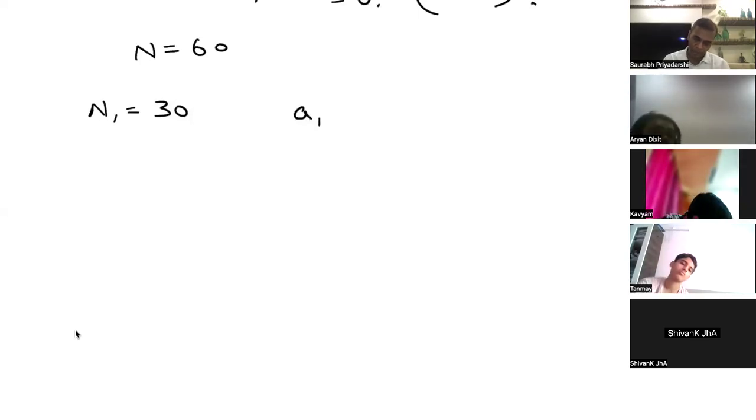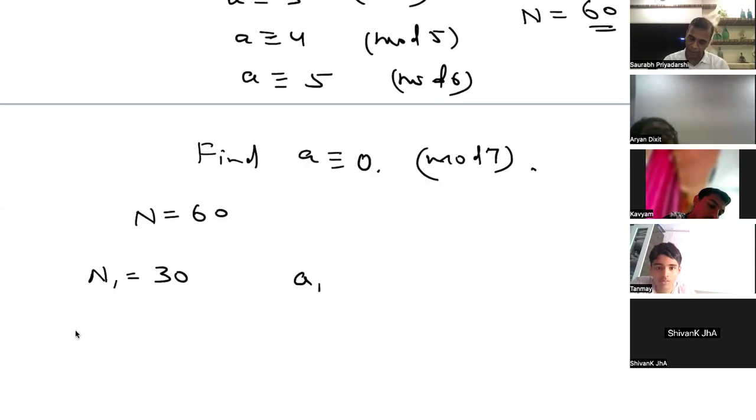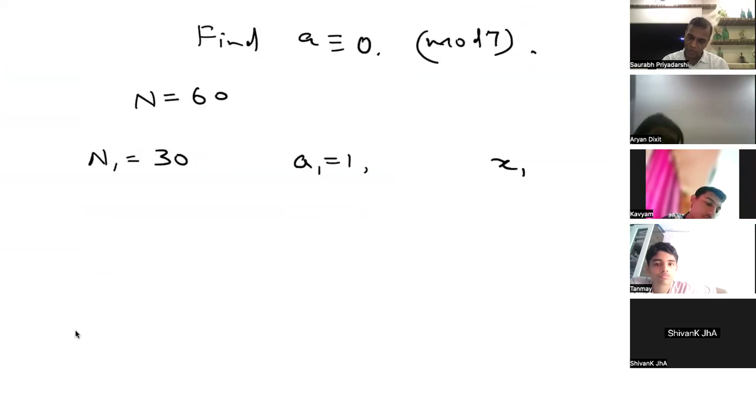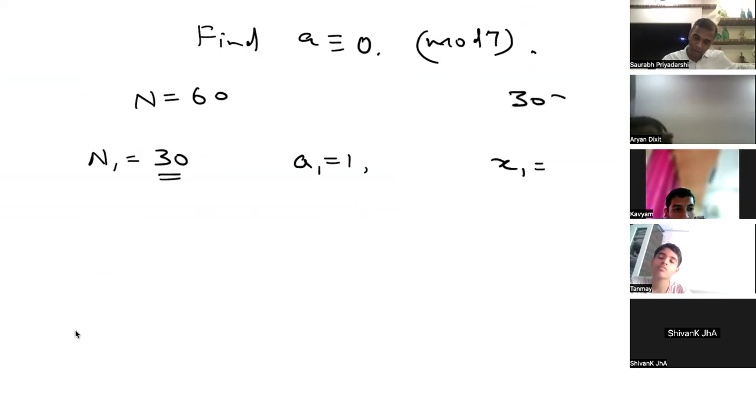And A1 means the number that is given there, that is 1. And one more thing we have to find, that's x1. This x1 is such that 30 into x1 is congruent to 1 mod 2. Right, we have to find the number x1. Sir, that would not be possible because 30x1 is always equal to 0 mod 2.